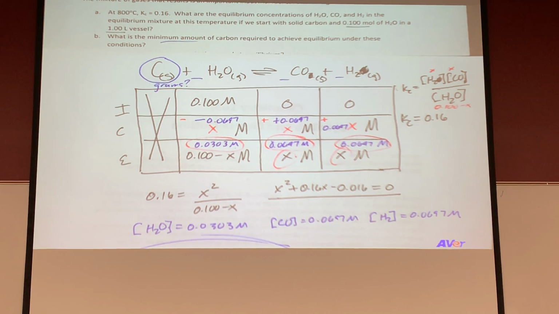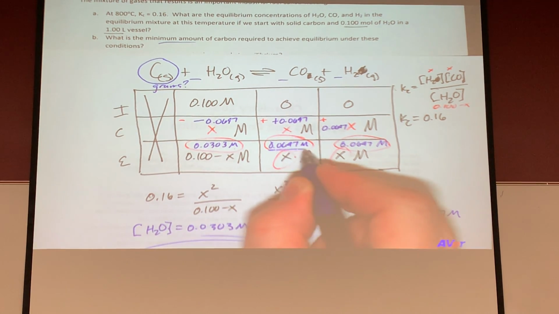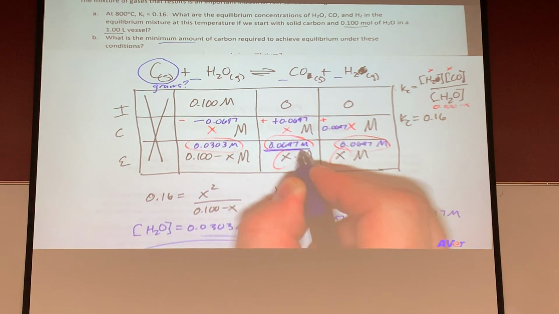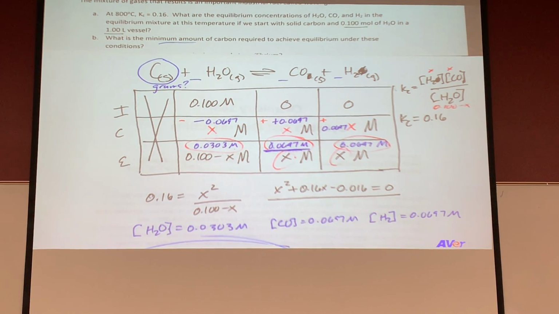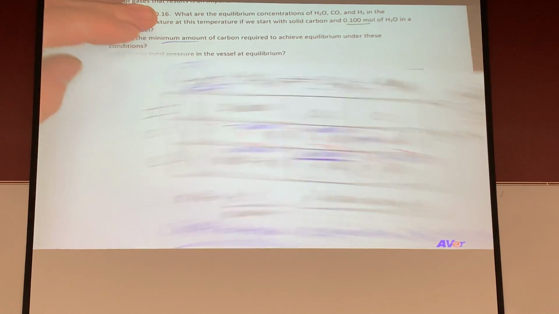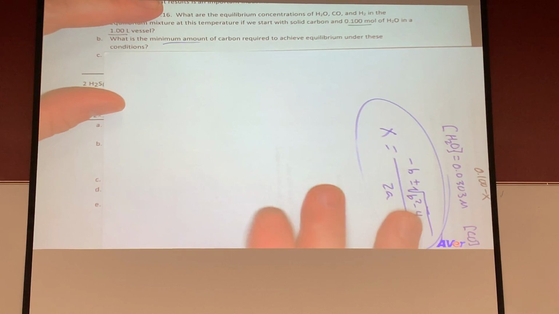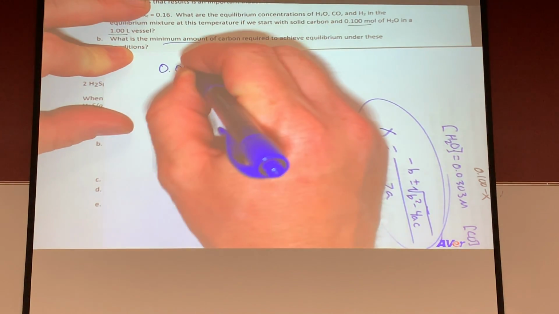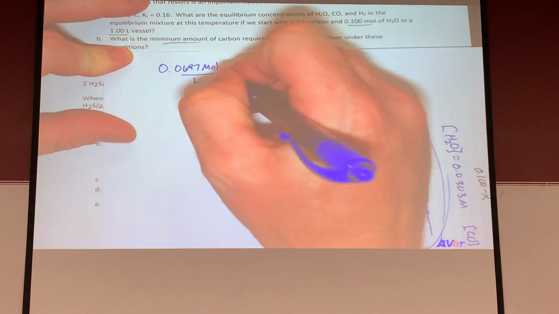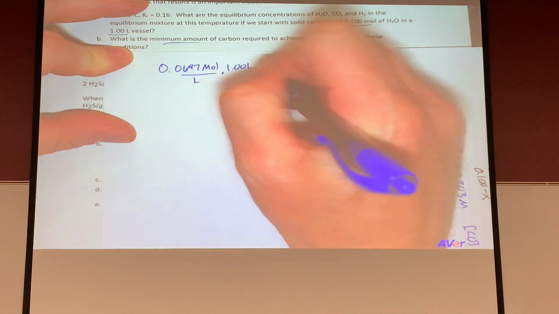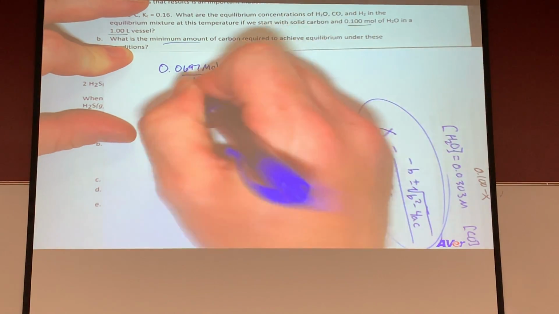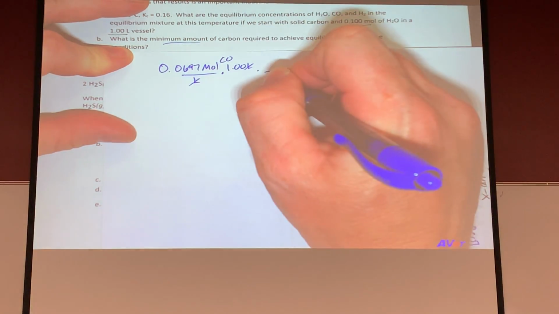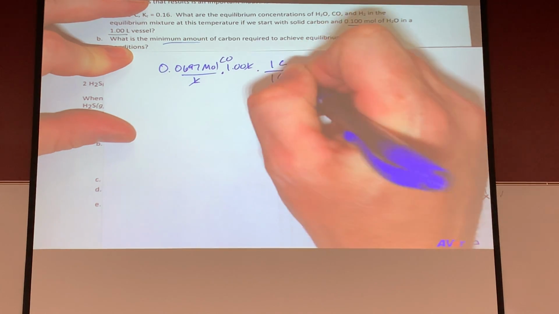Okay. Take a look at the concentration of carbon monoxide. What's the source of the carbon in carbon monoxide? Carbon. Okay. So I know for this one that my concentration of carbon monoxide is how many moles per liter. I know that it's in a 1.00 liter container. That tells me moles of carbon monoxide. And then there's 1 carbon per 1 carbon monoxide.